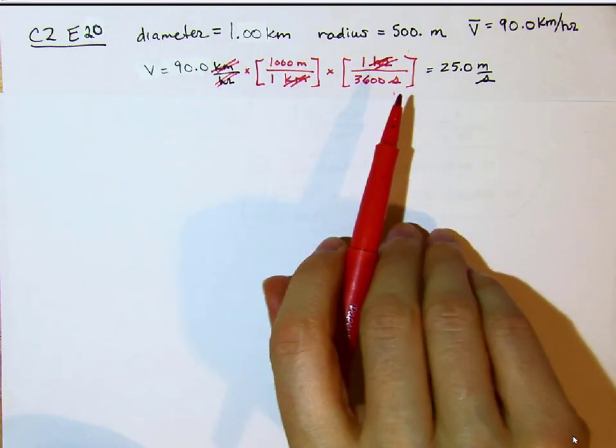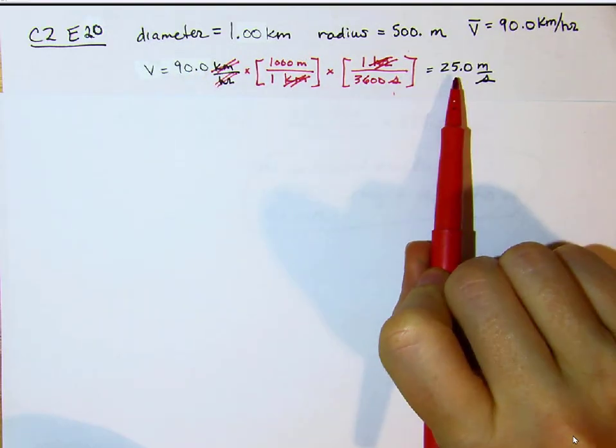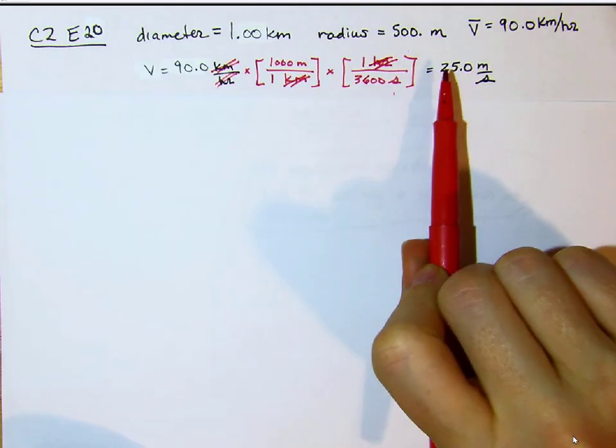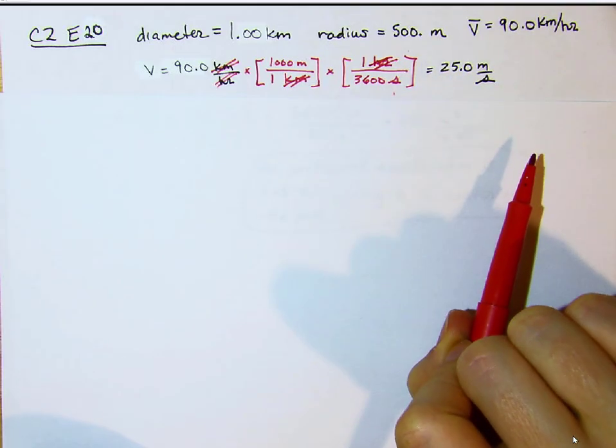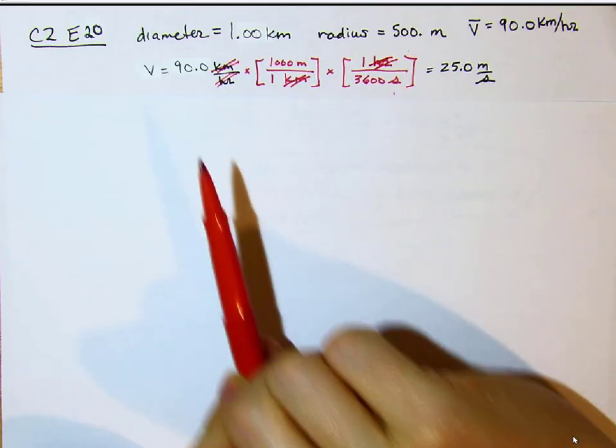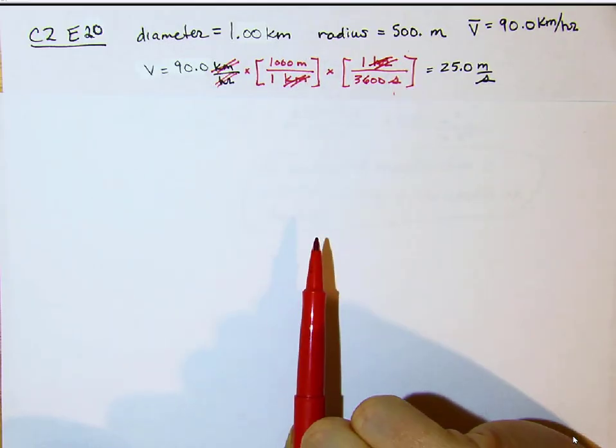90 times 1,000 divided by 3,600 turned out to be 25 meters per second. Turned out to be 25. And I said 25.0 just to kind of keep the 3 sig figs going, so I don't forget about that. And the only units that stuck around were meters per second.